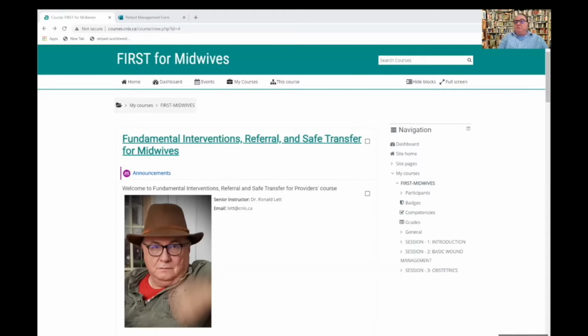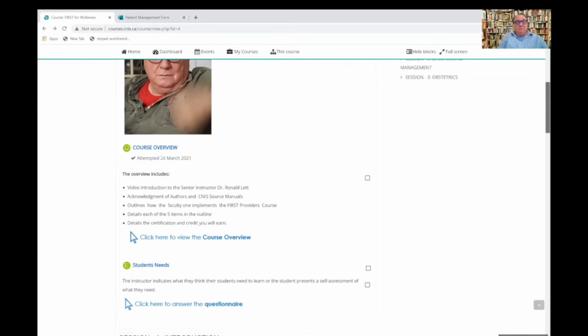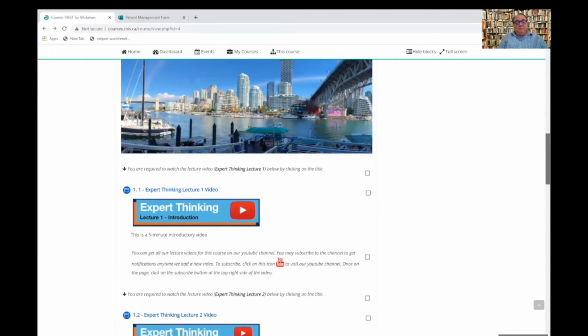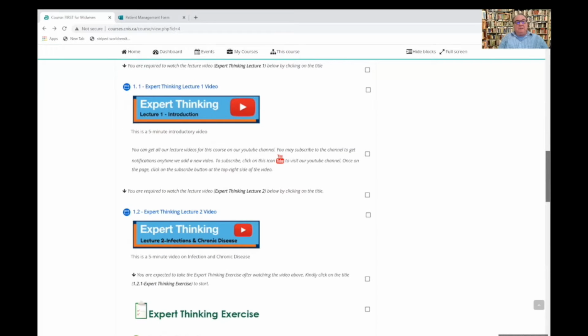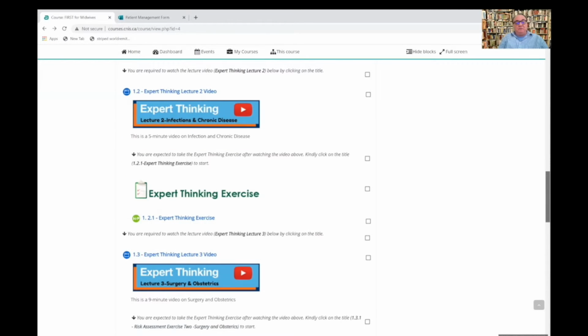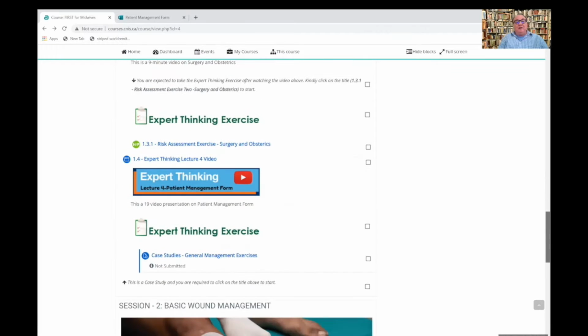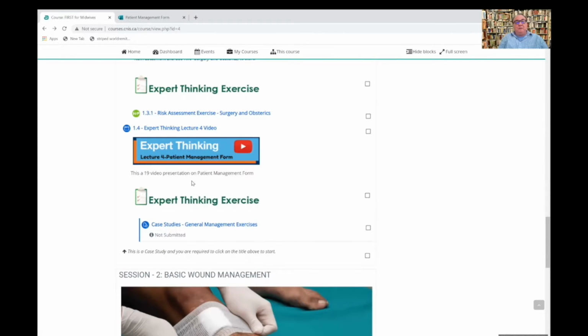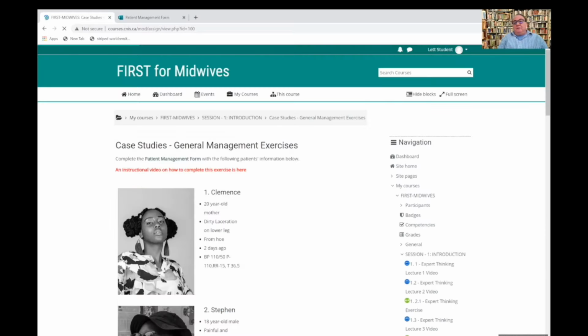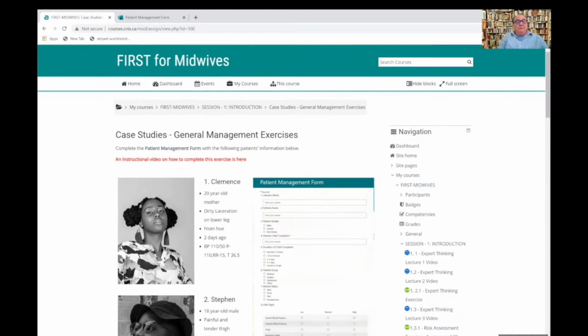Here you see the Moodle screen. We scroll down: introduction, then the expert thinking lectures. Introduction, infection and chronic disease, surgery and obstetrics, and finally we got to the patient management form. Below the patient management form, we have the expert thinking exercise, and this is what we're going to learn how to do. I've clicked on it and I'm waiting for it to open. There we are. So we have case studies.